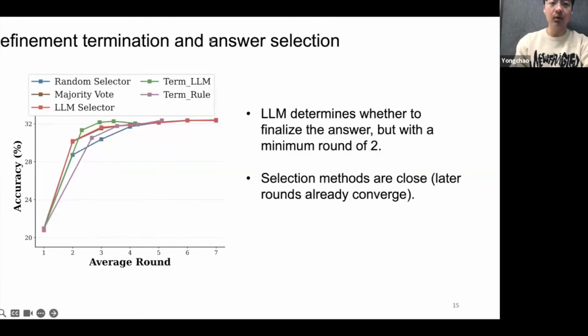And another: how do we terminate this refinement? I mean, in which round for each question, how can we determine when to finalize the answer? The way we do it is that we just ask the LLM to determine whether to finalize the answer. But here we still set a minimum of 2 rounds, because we find sometimes the LLM will terminate early. And we also find different selection methods will finally result in close performance, because in the later rounds, the group of agents' answers are very converged. So in this case, which selection method is used doesn't matter.